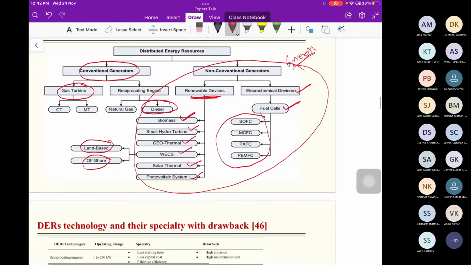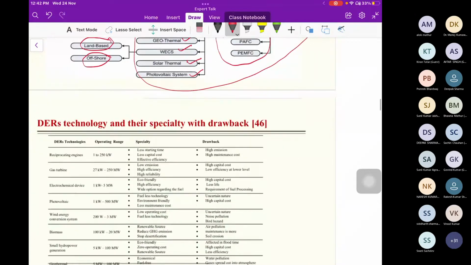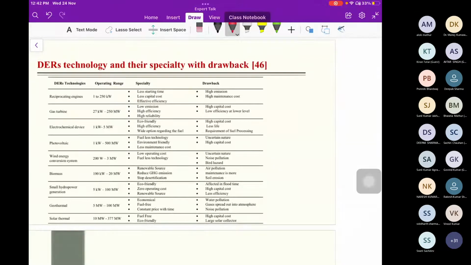So these are the DER technologies and their specialties with the drawbacks. First of all, these are the conventional generators. In the conventional generator, there is less starting time and less capital cost, but the problem is the emissions. That's why we mostly do not use this type of technology, but with hybridization we can use it.